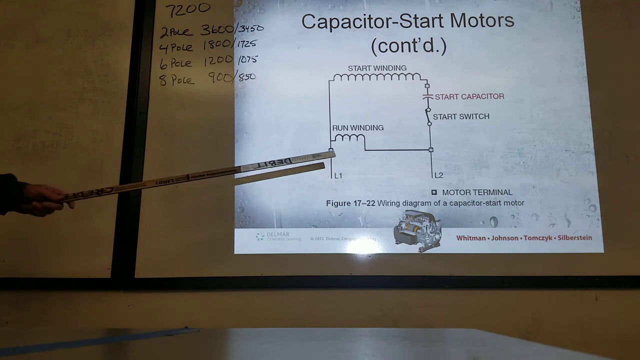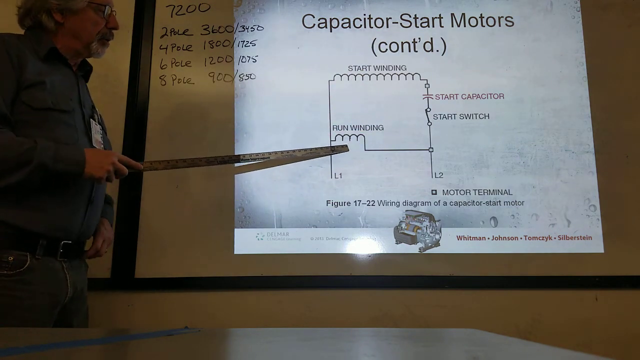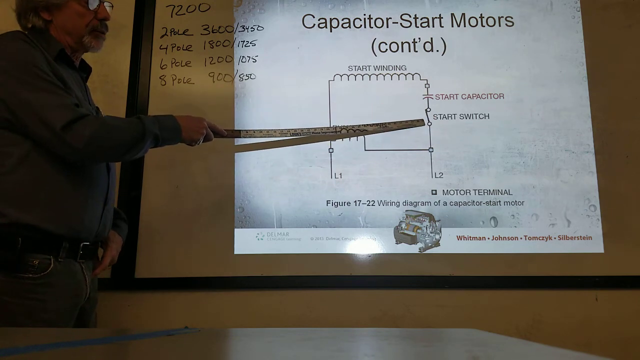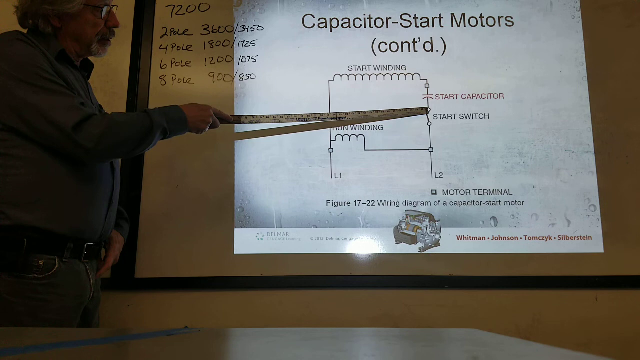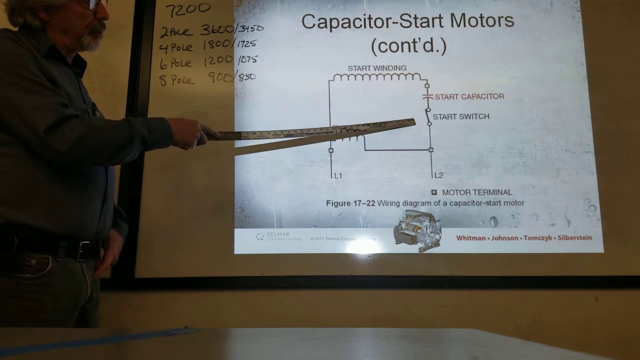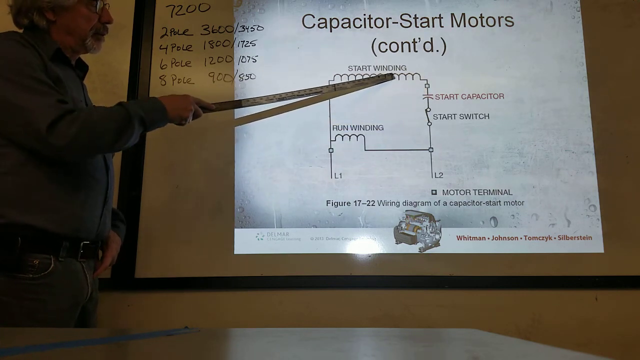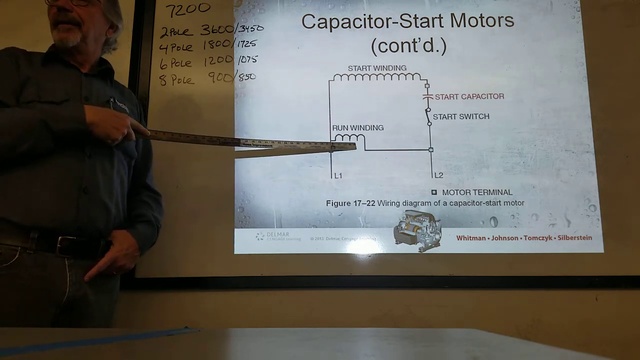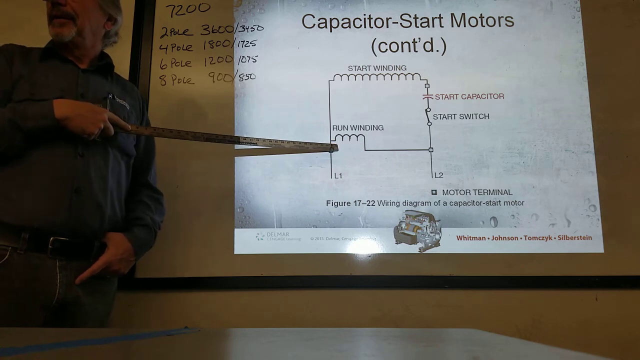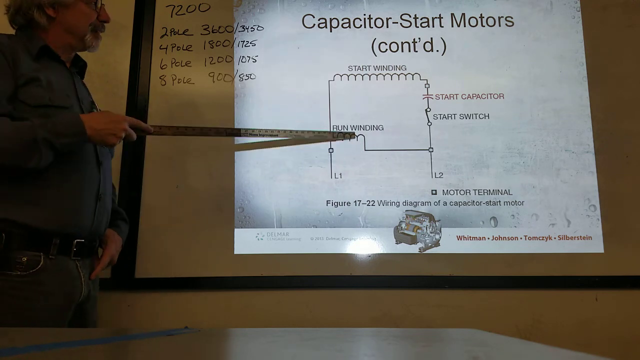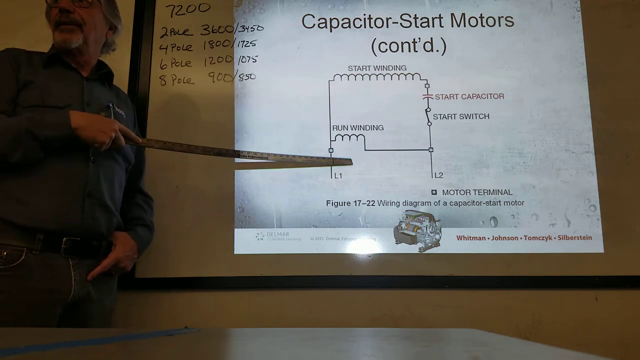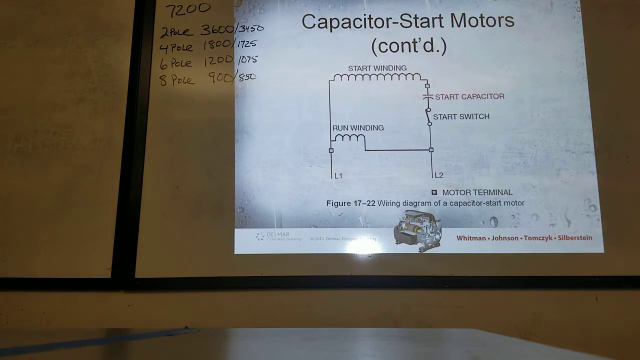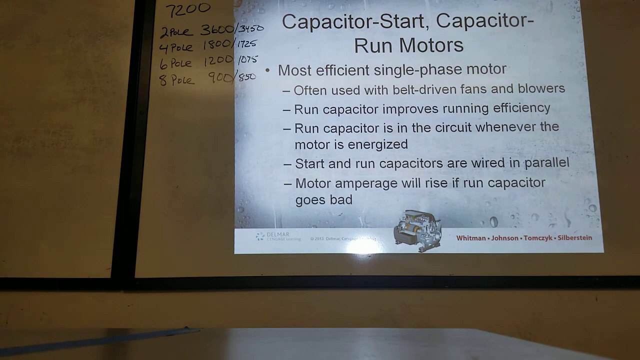Here's a ladder diagram of a split phase motor with the run winding and the start winding using the start capacitor and the start switch. They're right there in series. So as soon as that thing opens up, this loses power, and it continues to run on the run winding. The motor runs on the run winding. It starts on the start winding, and it runs on the run winding. Crazy.